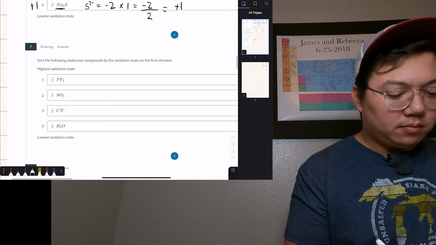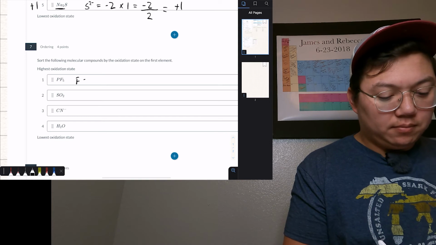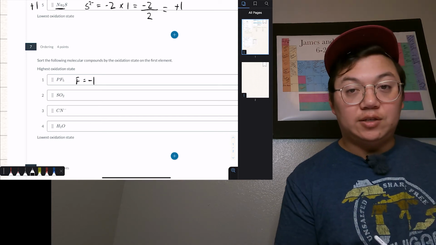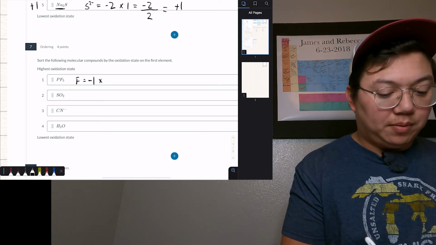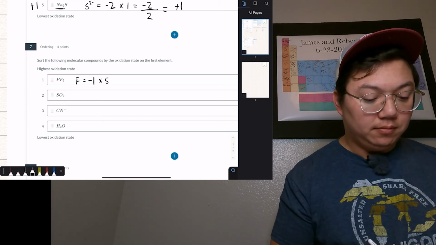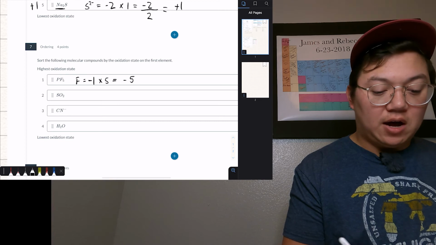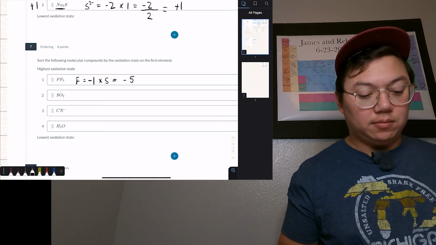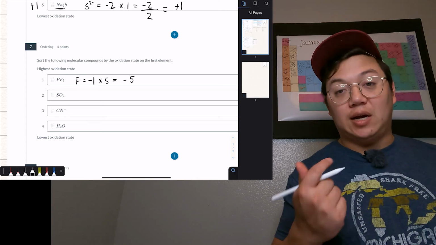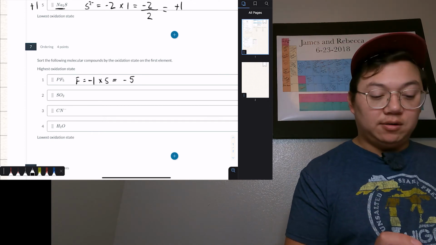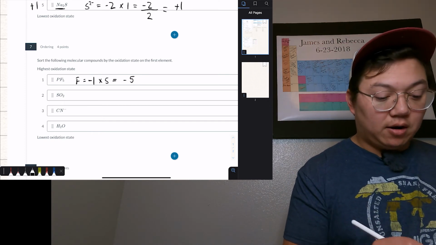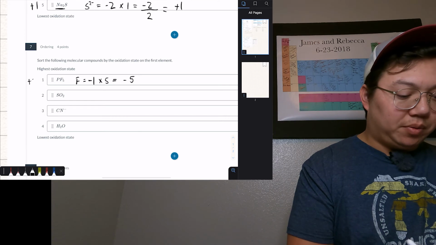Fluorine, that's a -1 oxidation state. And we multiply that by 5. So the overall oxidation state is -5 for all the fluorines. And now we flip the sign, so change it from a negative to a positive. And our oxidation state on phosphorus is going to be +5.